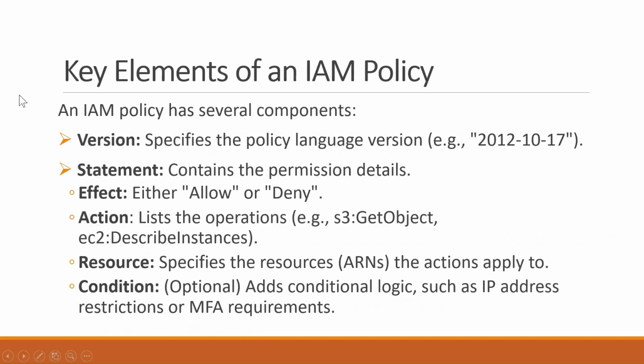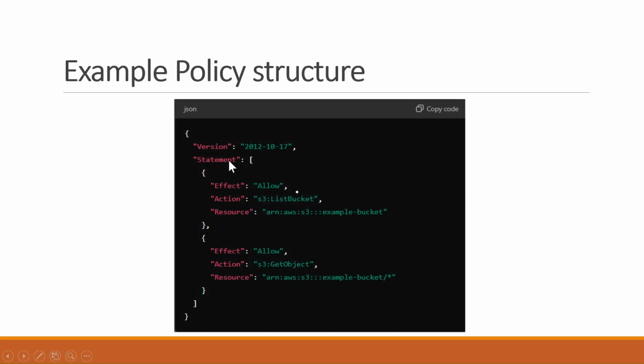Now let's discuss the key elements provided by the IAM policy. Firstly, version, statement, and effect. Here you can see the example policy structure. Here you can see the version you need to mention. Version tells AWS what version of the policy language you are using.